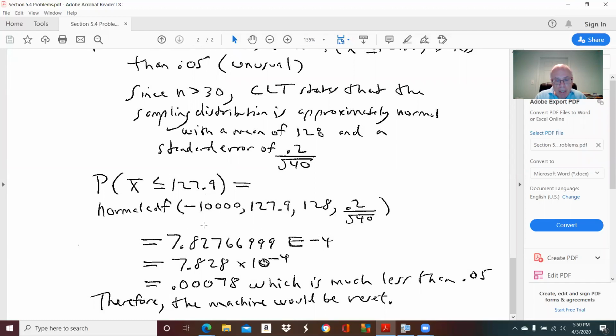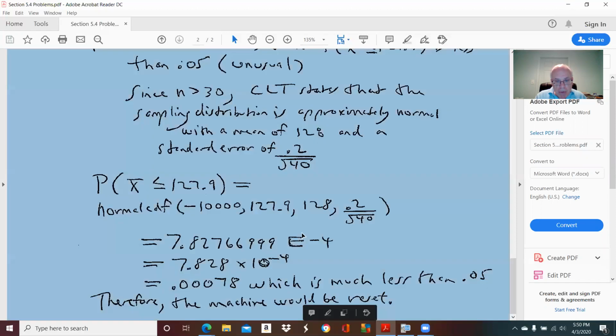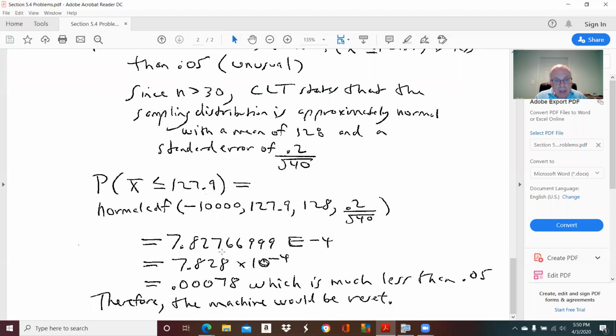I don't know if you remember in class we went over something like this. Some students, when they see this, think the probability is 7.827. No, the E here means exponent. That means 10 to the negative 4 power. I'm rounding it to 3 decimal places here: 7.828 times 10 to the minus 4 power. What the minus 4 power says is take that decimal point and move it to the left by 4 places. And when you do that, you're going to get 0.00078. That's a really small probability. That's a 0.078% chance. That's much lower than 0.05.